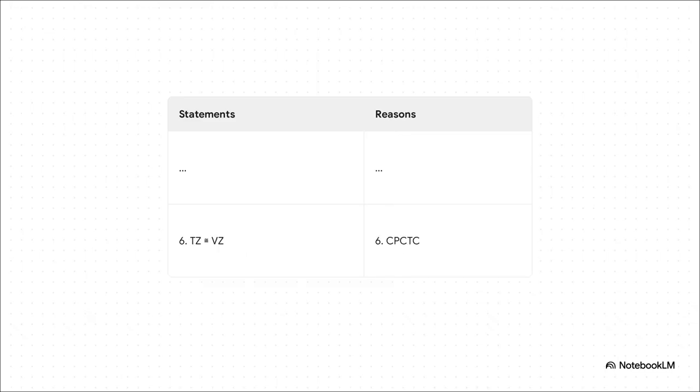And here it is, the moment we've been building up to. We've proven the triangles are congruent. So what does that unlock? It means we can now look at their other corresponding parts. The side TZ on the left triangle must correspond to the side VZ on the right. Therefore, they have to be congruent. And our reason? The star of the show, CPCTC. And just like that, the proof is done.